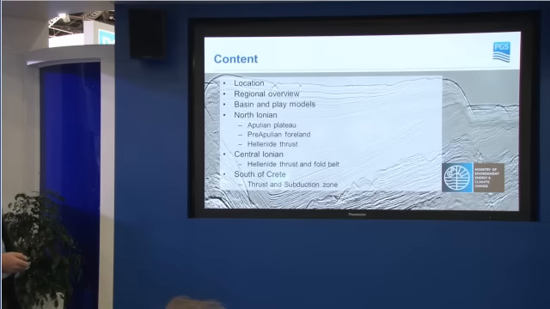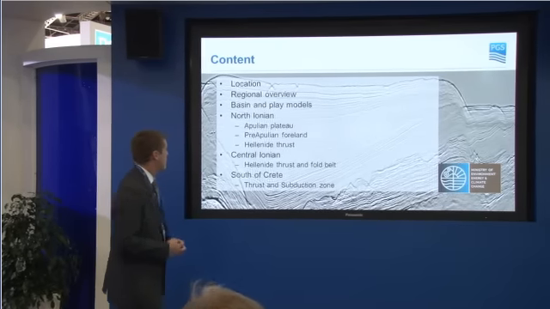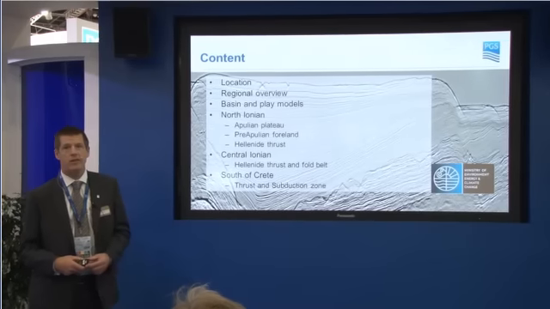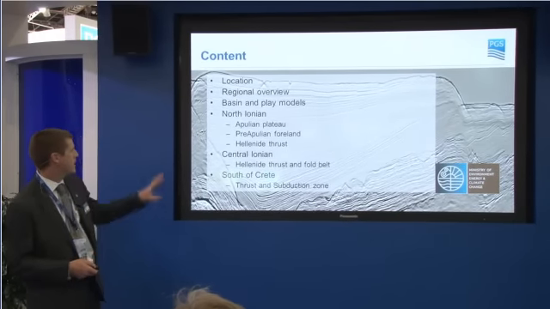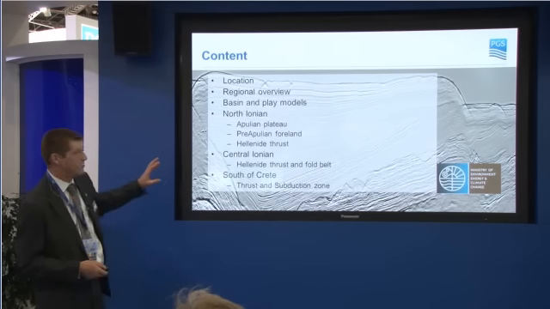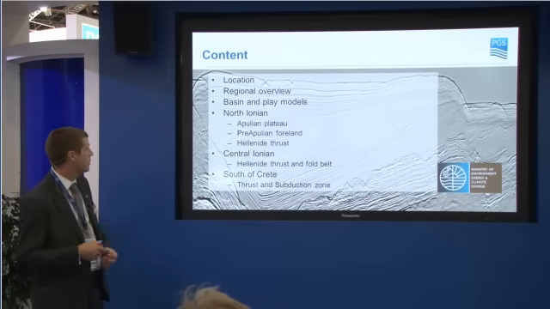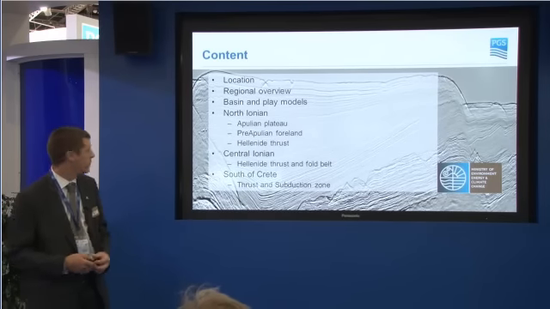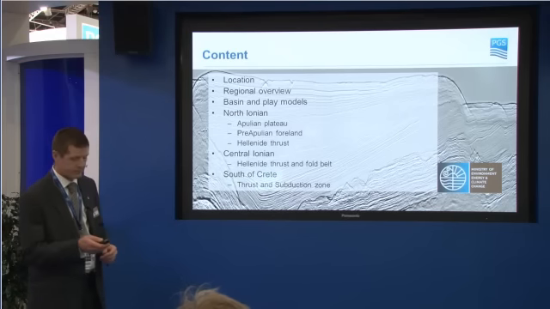So here's a brief overview of the talk. I'm going to give you an explanation of the location, a regional geological overview, and then a description of some of the basins and plays that we're going to be talking about and looking for. These can be split into three areas that I'll focus on with some examples of the seismic: the North Ionian, which consists of the Apulian Plateau, the pre-Apulian foreland, and the Hellenide thrust; Central Ionian; and then south of Crete.